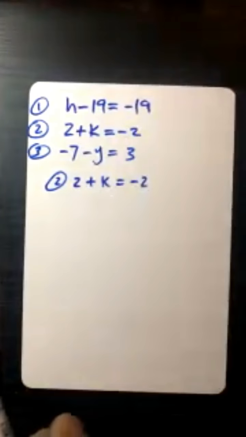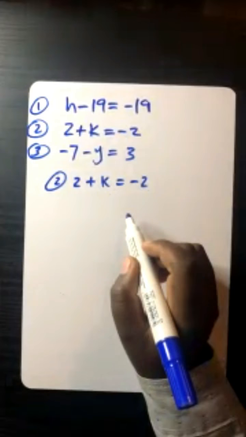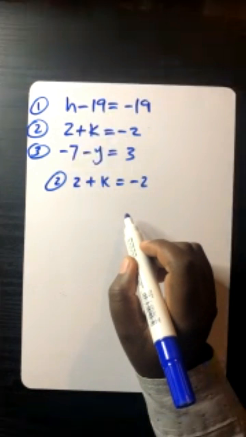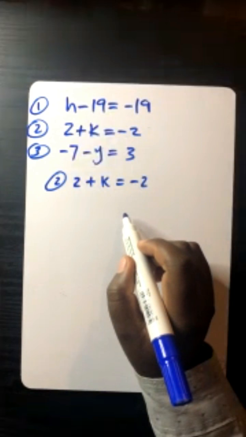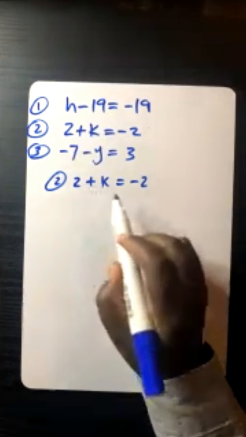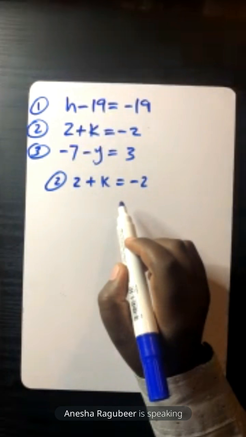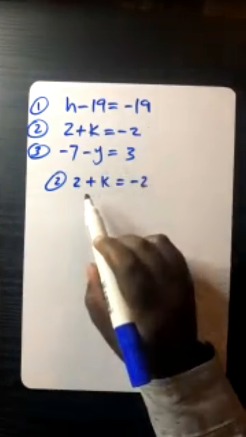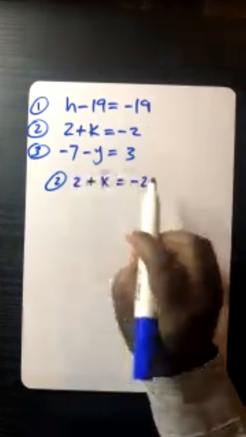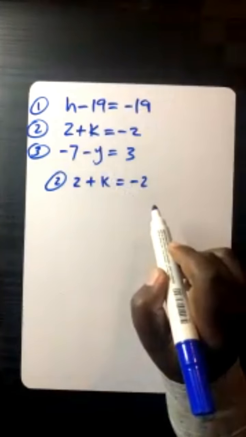What is our first step, Shreyas? The first step is to take your positive 2 and transpose it to the right-hand side. Or maybe you can just say to the right side of the equal sign. Yes, sir.